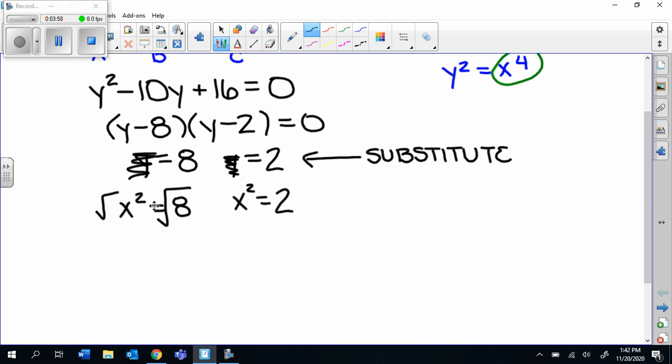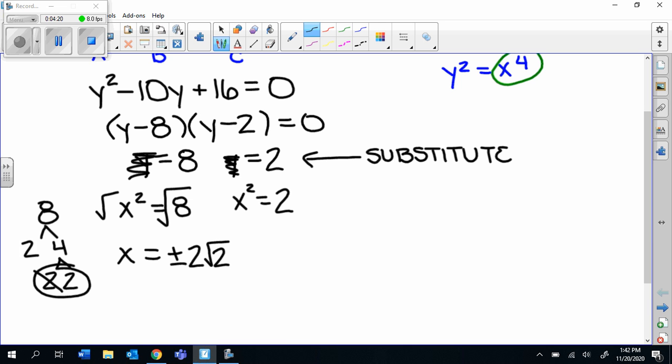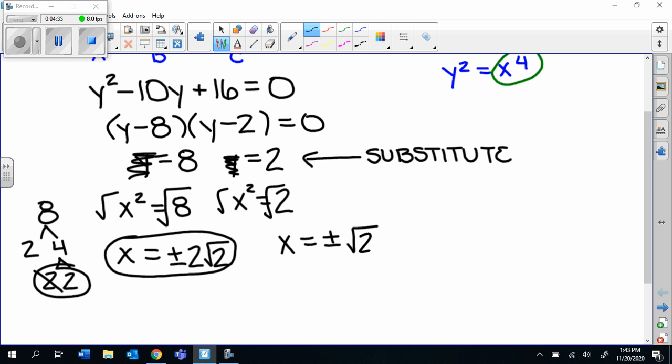And so in order to solve something that has an x squared, you're going to radical both sides. So x equals, and then I'm going to simplify that 8 by breaking out any pairs I have. 8 comes up all the time, so you're probably going to see pretty quickly that we're going to end up with 2 radical 2. Don't forget the plus or minus. So we have 2 answers there. On this side, if I square root both sides, the square root of 2 cannot be simplified, so you have x equals plus or minus just radical 2.